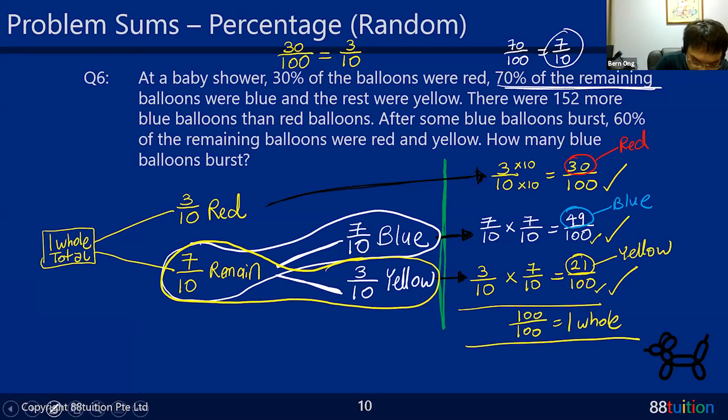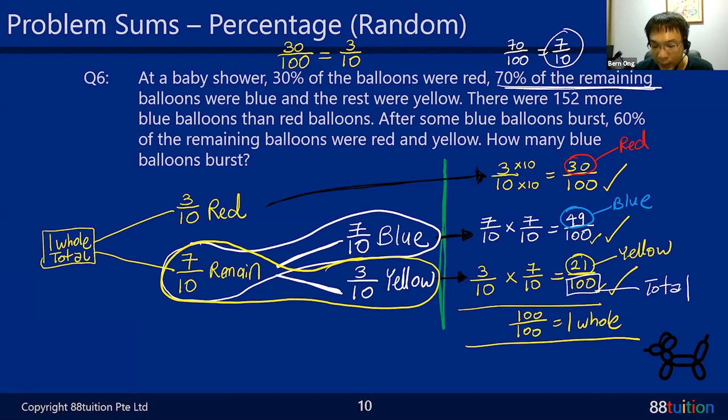And what is my total? My total will be 100. This is my total. Can you see now? Very clear. The total is 100. Red is 30, blue is 49, yellow is 21. Balance. Everybody is fair. Okay, now you go on and look for the clue.